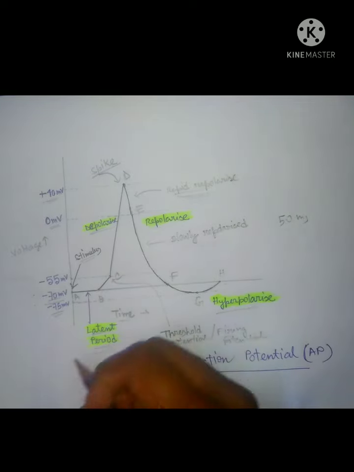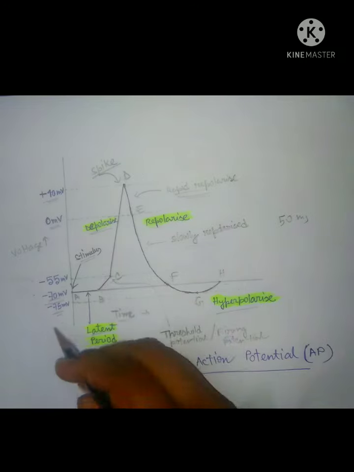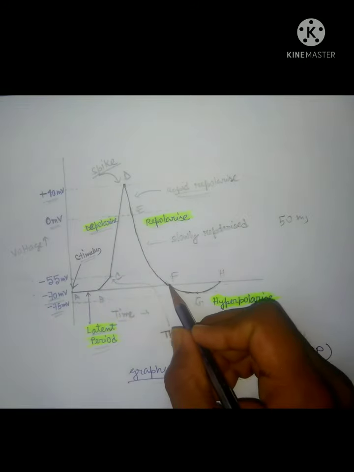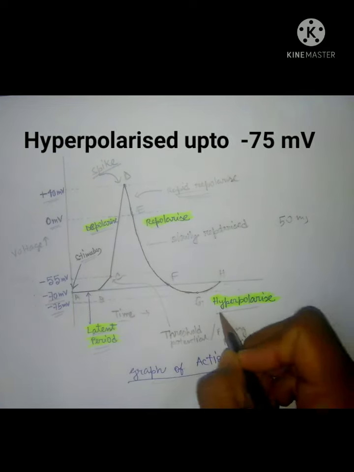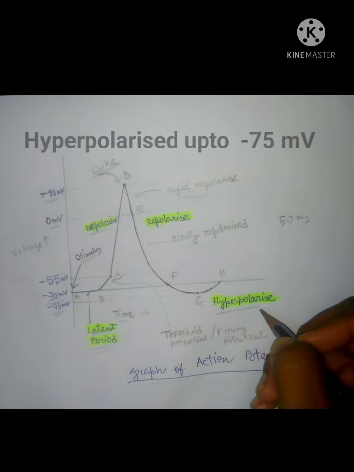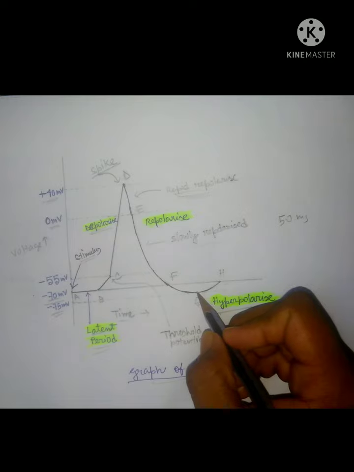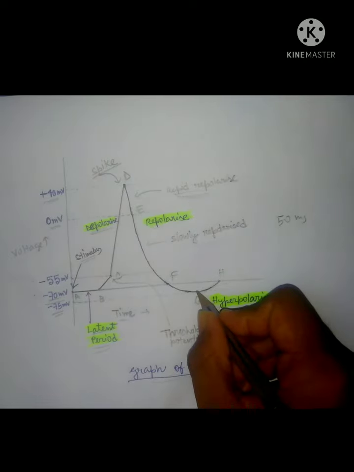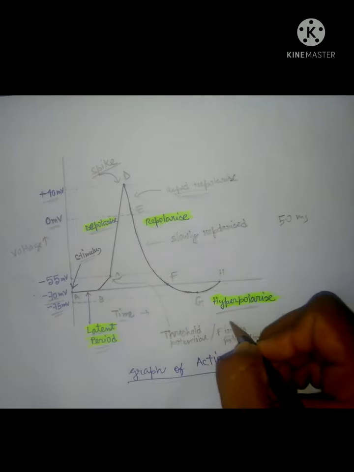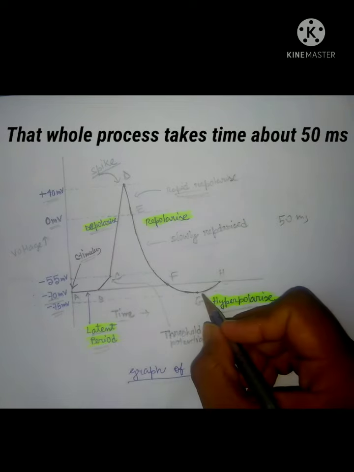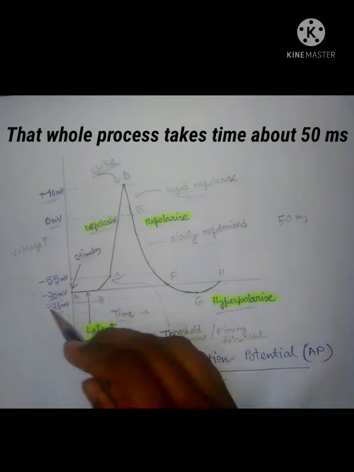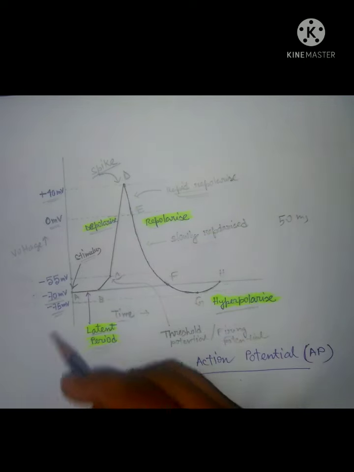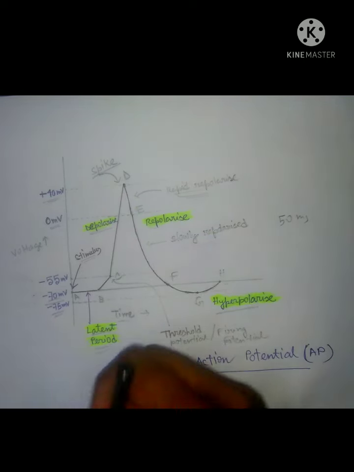For that reason, the negativity of the membrane potential increases much more, up to point G. This is called hyperpolarization. The cell is hyperpolarized, but after point G, the potassium channels close, so the membrane potential recovers and comes back to point H. H is the resting membrane potential, minus 70 millivolts. So that is the graph.